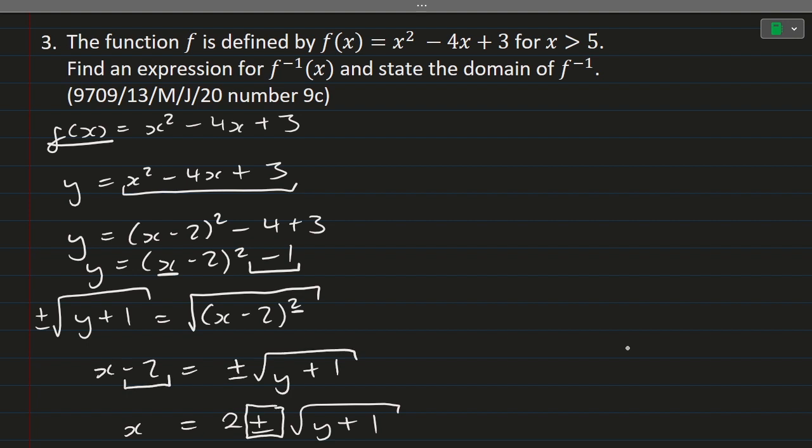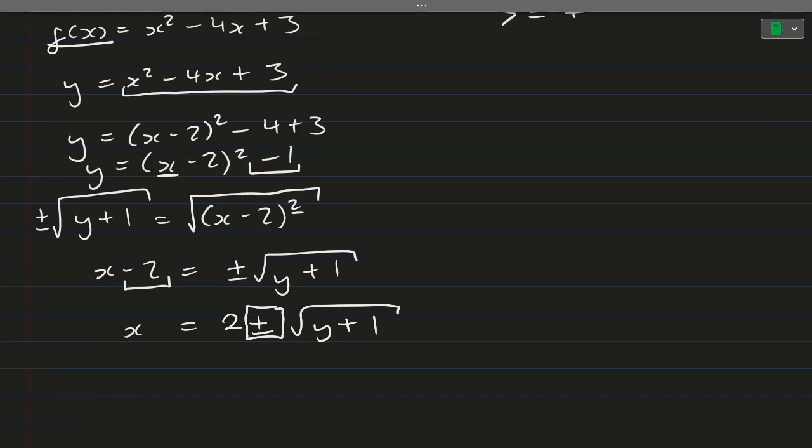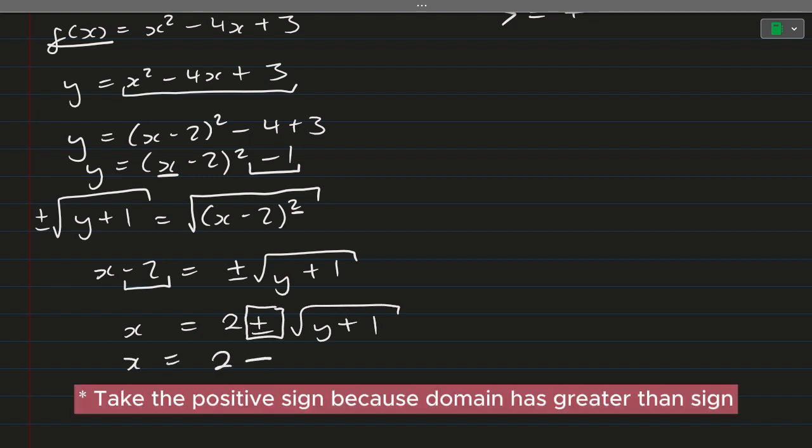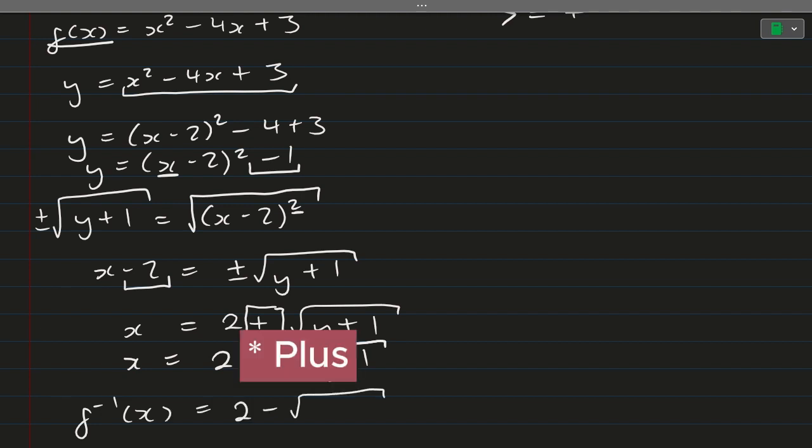Now remember that we can't take both of these signs, so we have to pick one. So to do that, we'll go back to the domain of the original function, x is greater than 5. Since our domain has a greater than sign, it means that we're going to take the positive sign. So it means that here, for our inverse function, x is equal to 2, we take the minus sign, root (y plus 1). If you write it with the correct notation, that's f inverse of x is equal to 2 minus root (x plus 1).